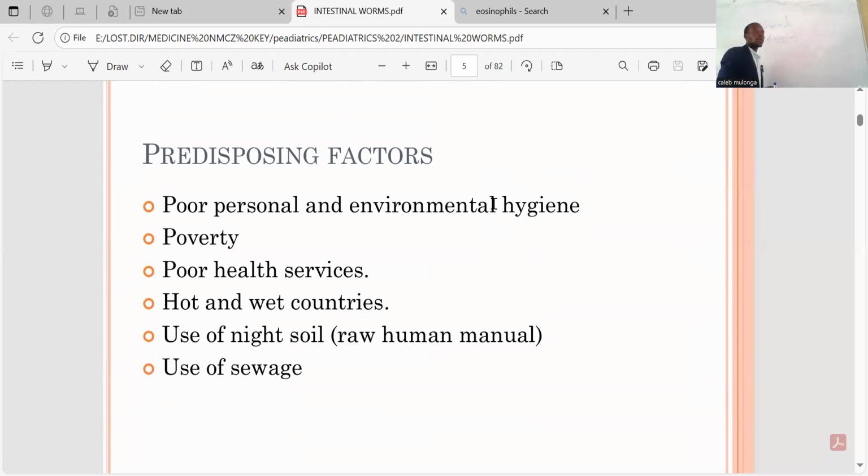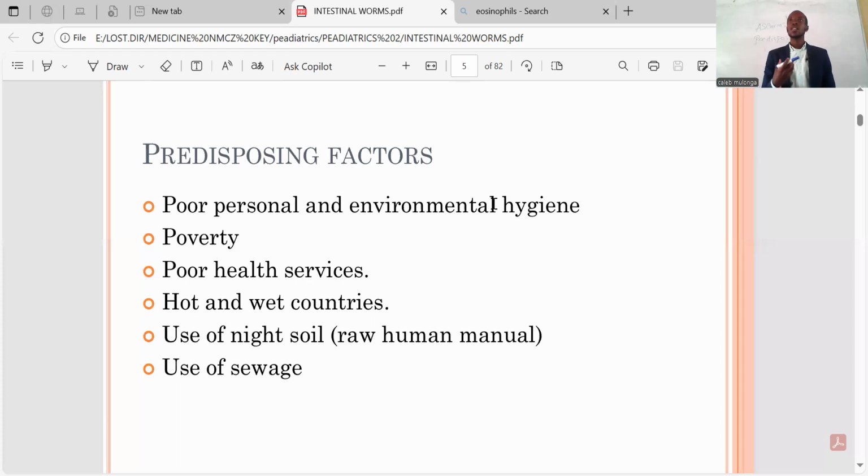Number one, poor personal and environmental hygiene. So you find that people, or first let's talk about it as a person. When you talk about poor personal hygiene, we're simply talking about you as a person.